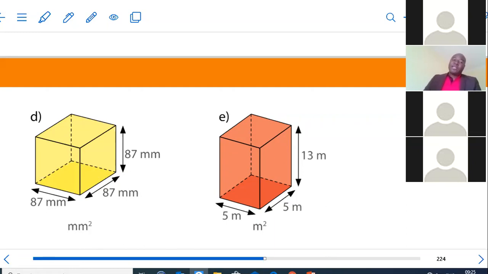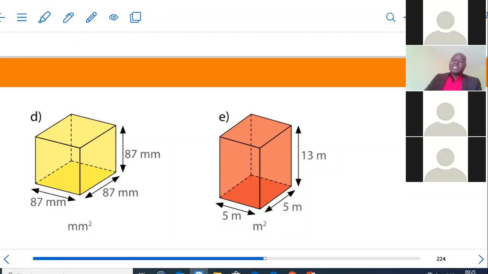That's how you're going to find the area of D. And for the area of E, you cannot use the same approach as in D because not all sides are equal. In this case, all sides are equal, therefore this is a cube. When all sides are equal, we are talking of a cube. You are just going to multiply 87 by 87 to get the area of one face. But thereafter, you don't end there. You multiply the product by 6, because there are 6 faces in a cube.